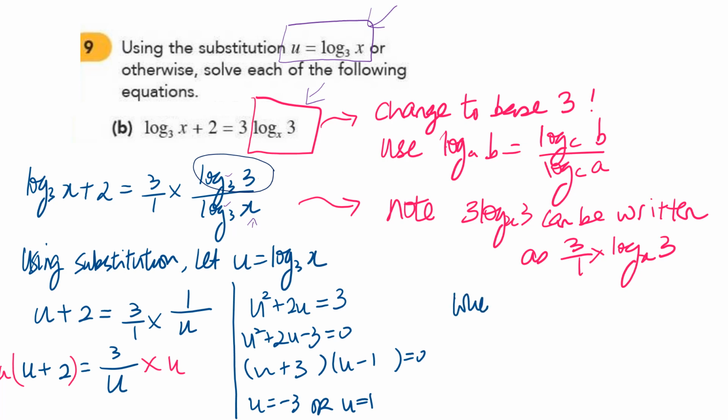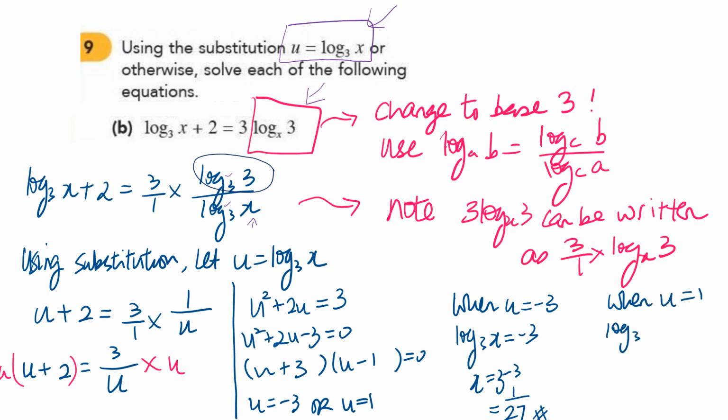Okay, so when u is equal to -3, that means log x base 3 is equal to -3. Convert to index form. So x is 3 to the power -3, which is 1 over 27. So likewise, when u is equal to 1, log x base 3 is equal to 1. Convert to index form. x is equal to 3 to the power 1, equal to 3. Right, so that's question 9.